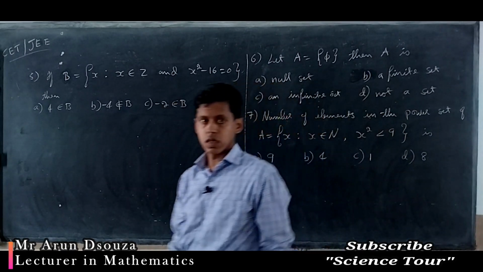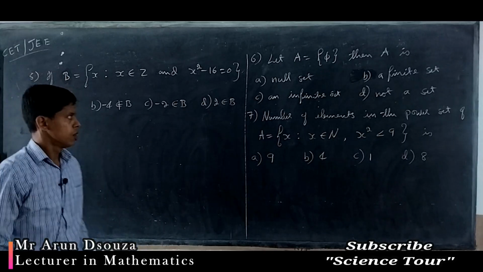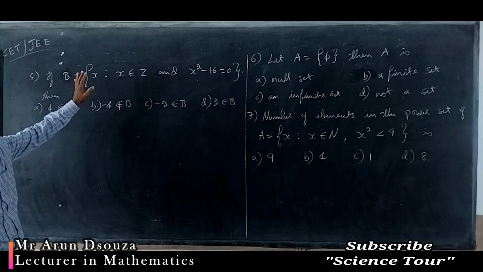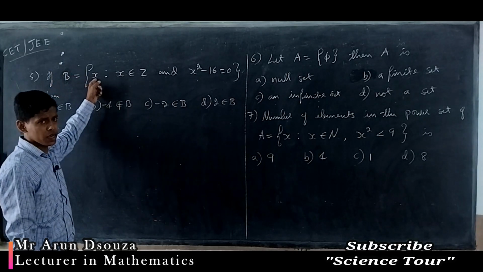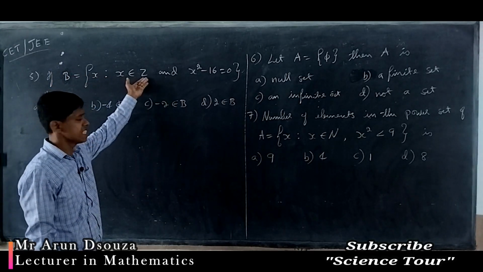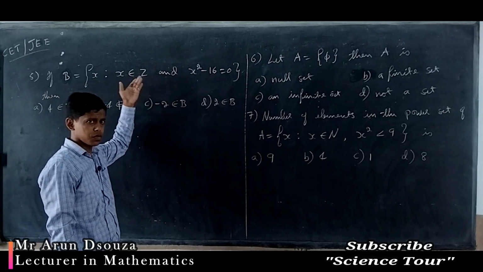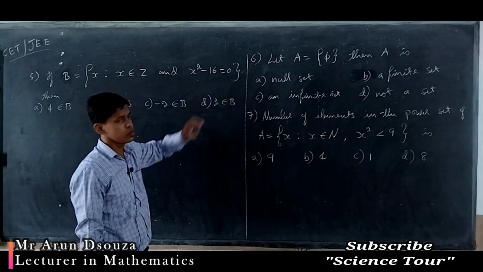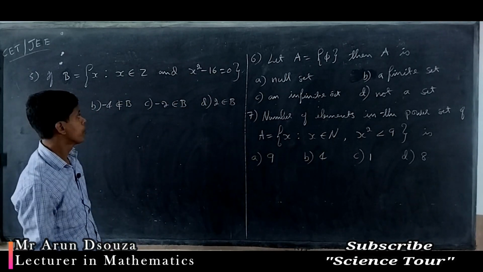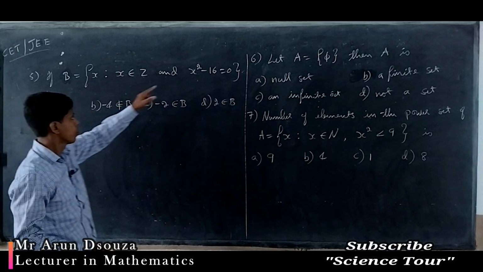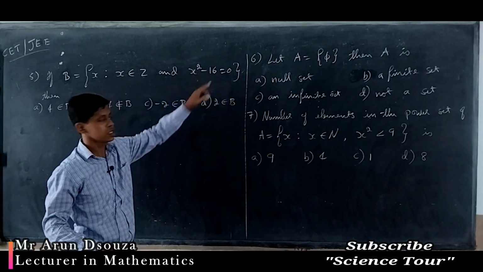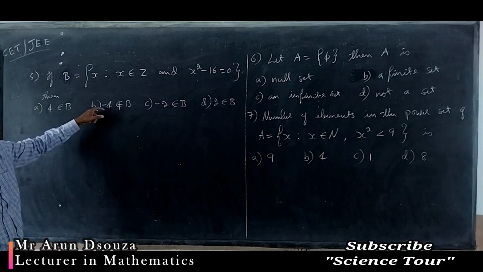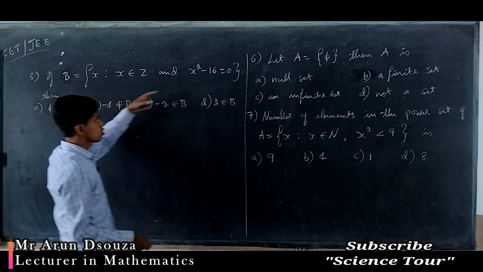Well, dear students, moving on to question number 5. Set B is given as a set builder rule. Set of all x where x is an integer, negatives and positives, and x square minus 16 should be 0. So shall we use the shortcut method? Put 4: 4 square is 16, minus 16 is 0. So this is true, 4 belongs to B. Minus 4 belongs to B, correct. So put minus 4 here.